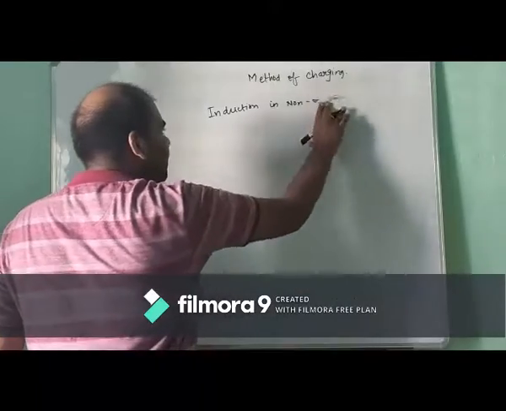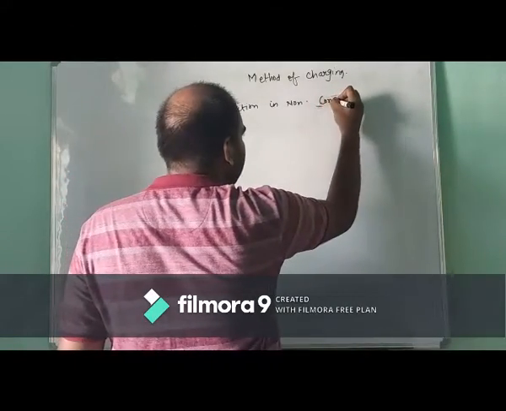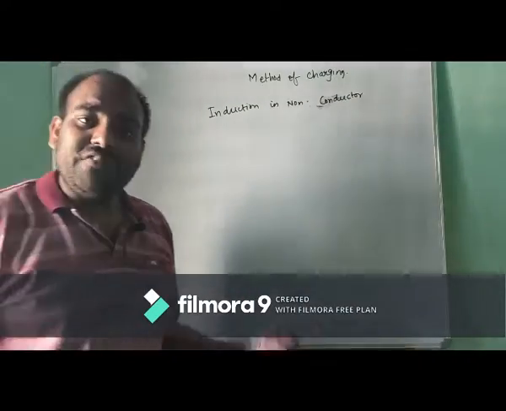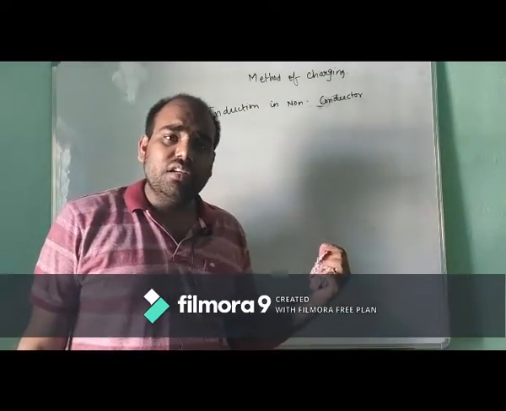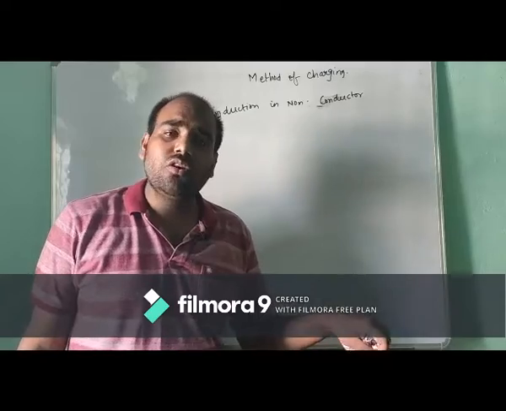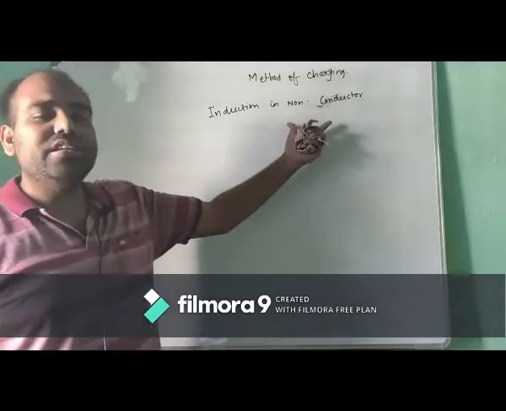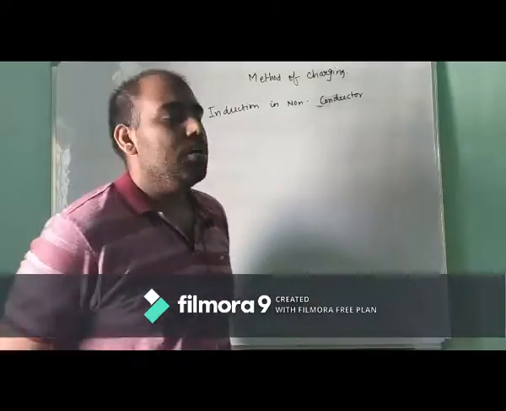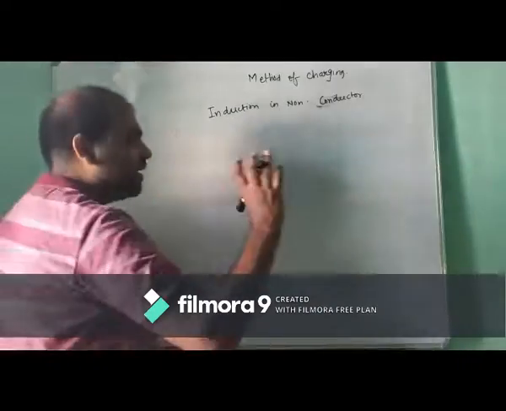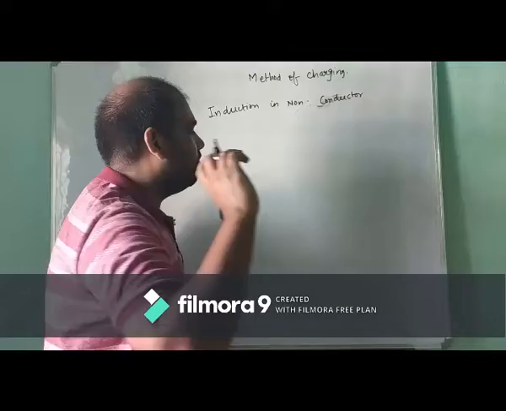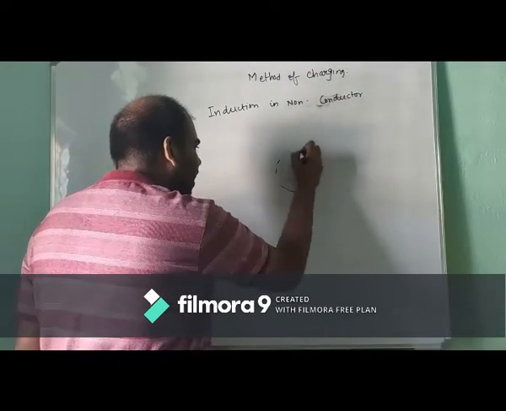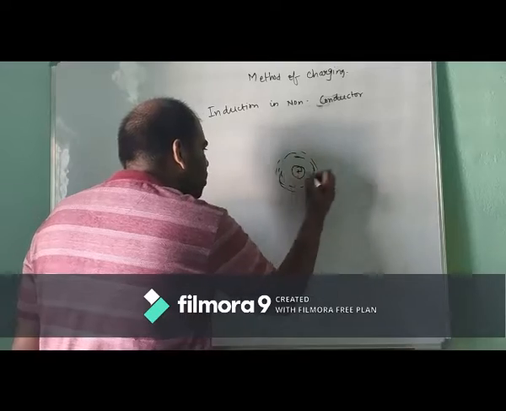Sorry, non-conductor, not metal. Okay, non-conductor. What I defined: in a conductor, the electrons are free to move, while in non-conductors, there are no free electrons. The electrons are bonded to the nuclei. So suppose I am taking an example of one atom. So there is an atom. This is your nucleus, and outside there is an electron cloud.